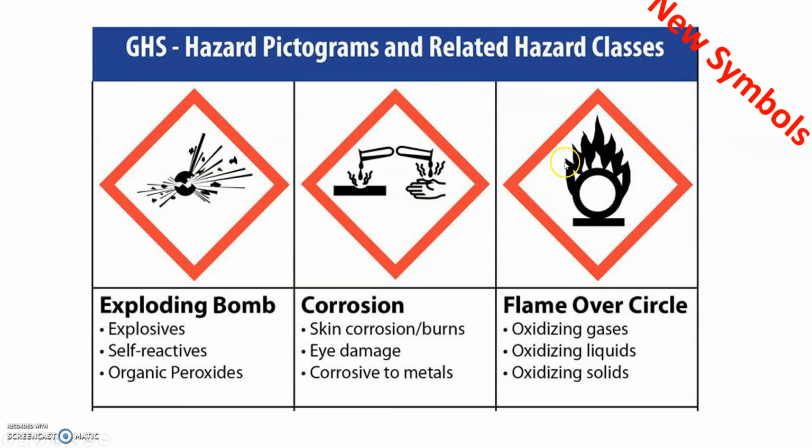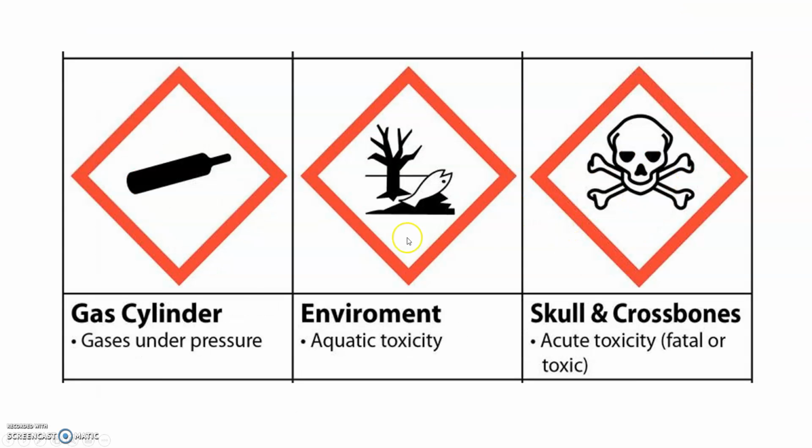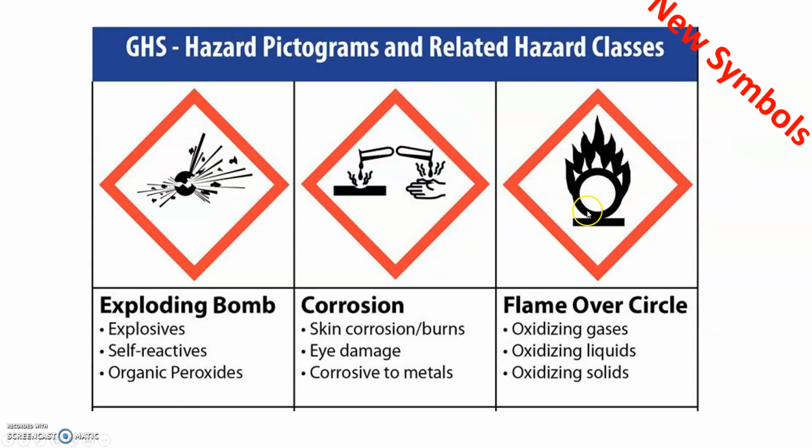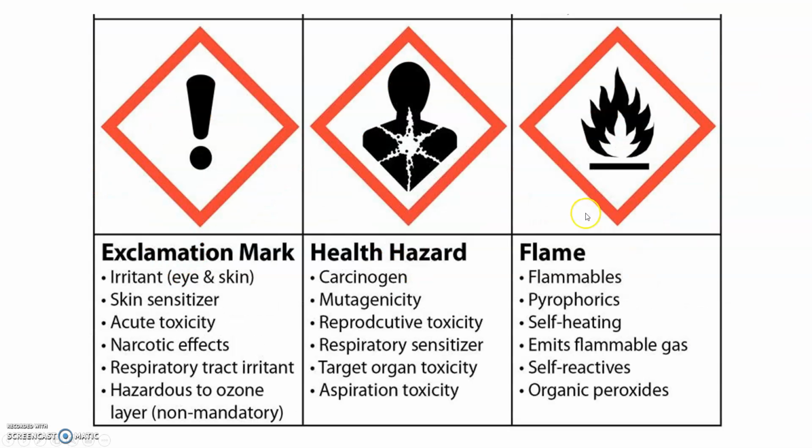Flame means it's flammable. The flame with an O means it's an oxidizer. Okay, you've got gas cylinder, environment, toxic. So this is another one that's a little bit confusing, or you could get it mixed up with another one. Toxic is the skull and crossbones, and where is it here? We've got health hazard. They are slightly different.